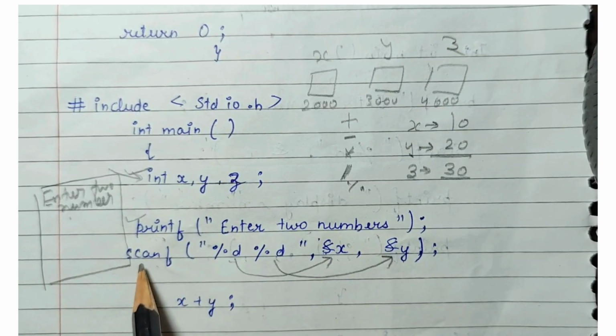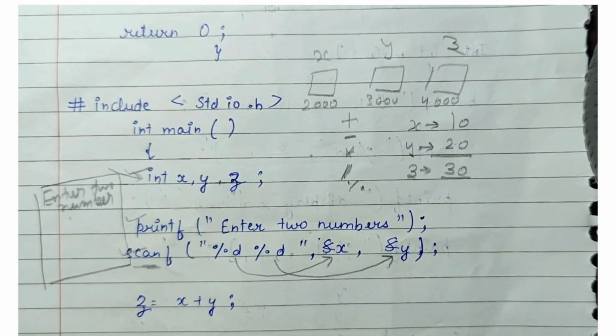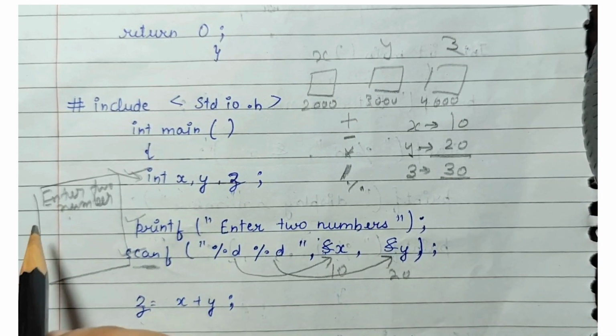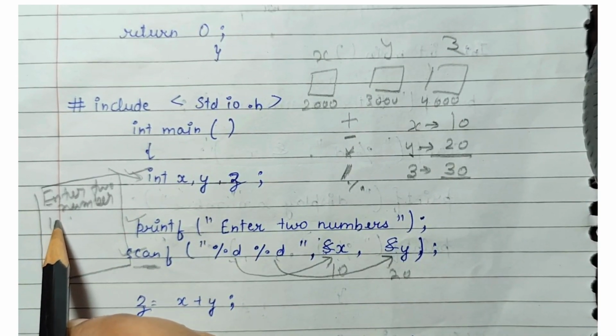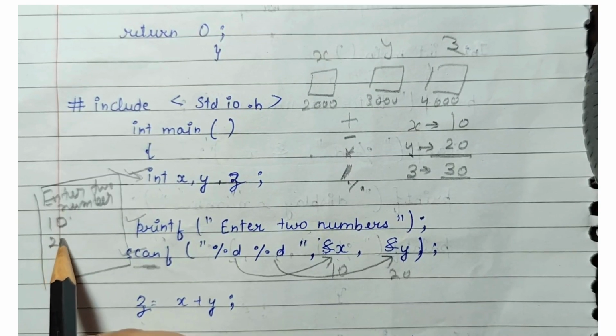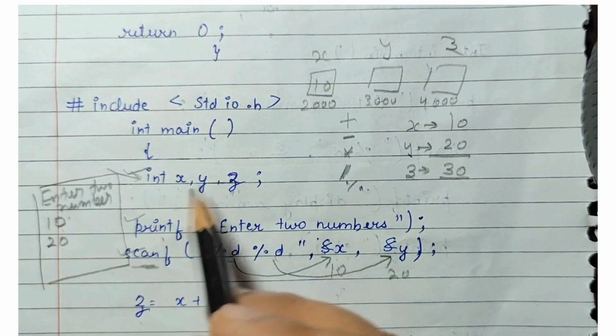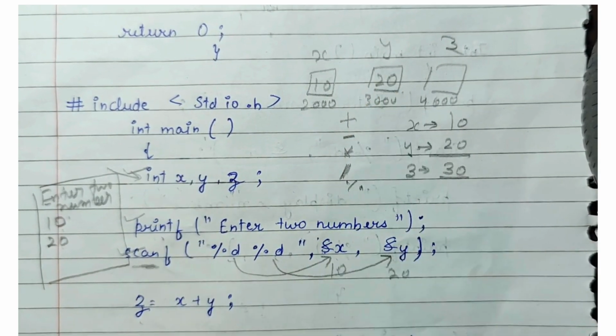After this, now the scanf statement is executed. When scanf is executed, it means using the scanf statement, the user will input two values from the keyboard. Suppose here you enter the value 10, here you enter the value 20. It means on the output screen you enter the value 10, and you enter the value 20 here. So where does the 10 value go? 10 value goes to the x variable. Where does the 20 value go? 20 value goes to the y variable.